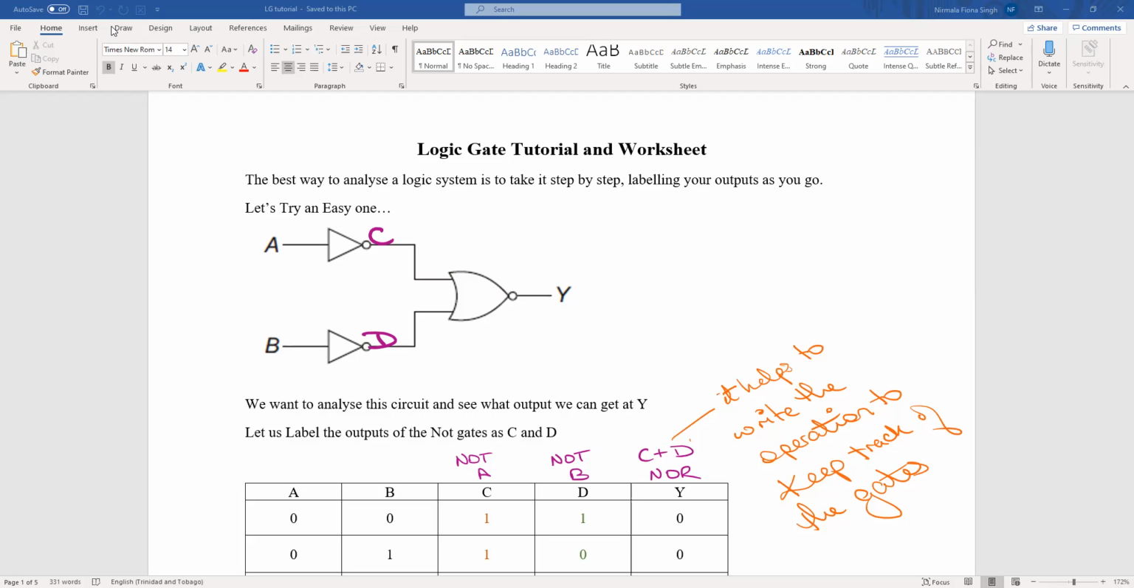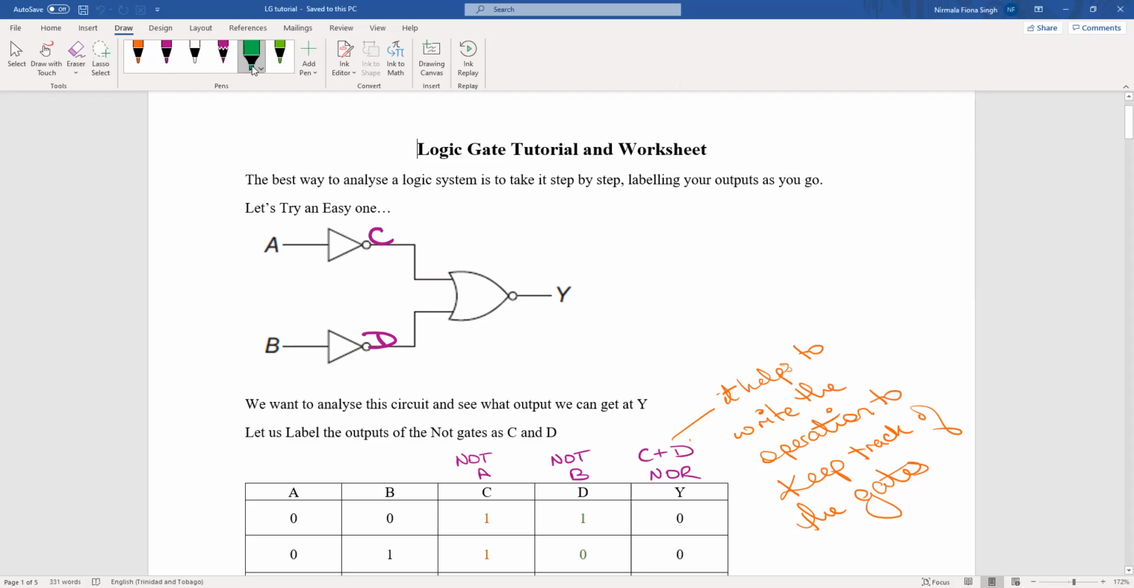The best way to analyze a logic system is to take it step by step, labeling your outputs as you go. Note I say labeling your outputs. Let's try an easy one.